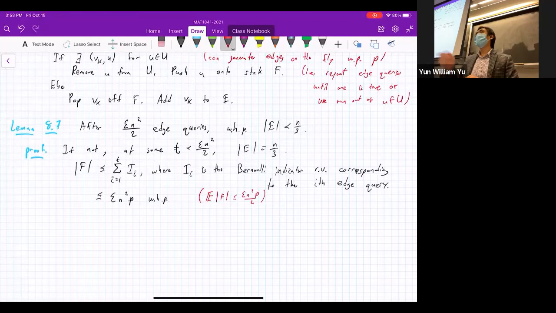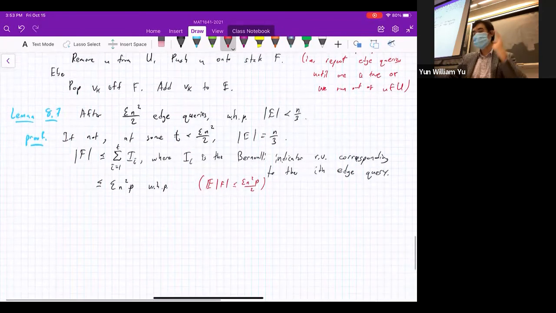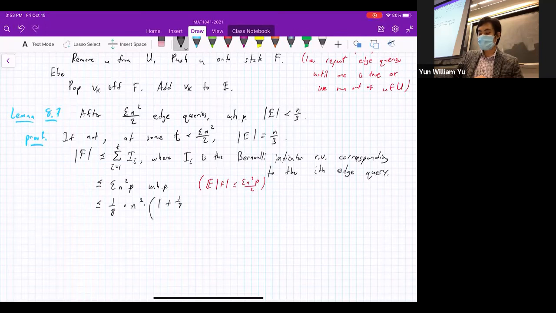So if I flip a coin that has probability p of appearing 10,000 times, well, you have expectation 10,000 p. What's the chance that you're going to have 20,000 p heads? That probability is very small, and that's what we're using here. You can explicitly prove this with Chebyshev, but we're playing fast and loose with our bounds right now. So this is less than or equal to 1/8 times n squared times 1 plus 1/8 divided by n. We're just plugging stuff in here, which is equal to 9/64 times n, which is less than n/3.